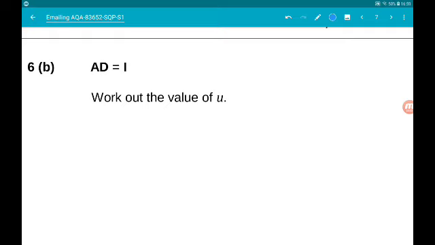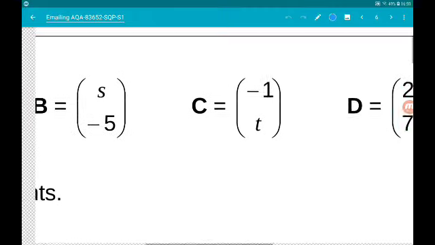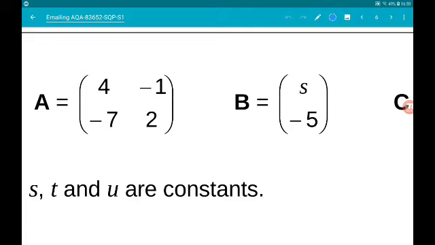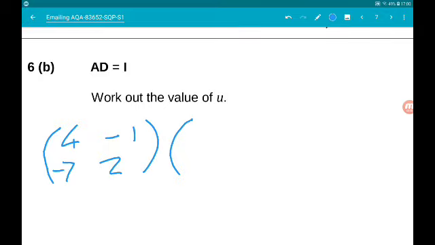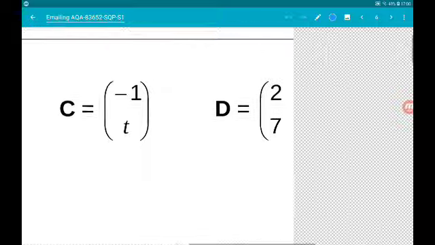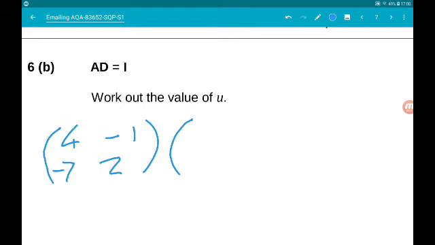Okay, then part B tells us that AD is equal to I, the identity matrix. And now our mission is to find the value of u. So, A is (4, minus 1; minus 7, 2). And D is (2, 1; 7, u). Now the identity matrix is (1, 0; 0, 1).